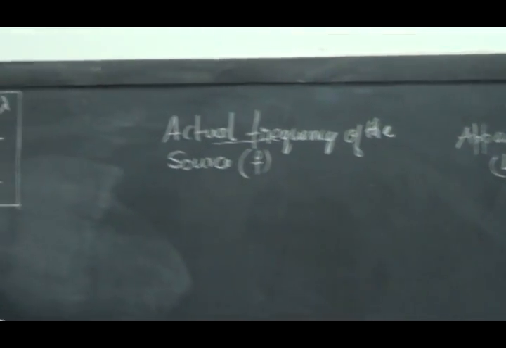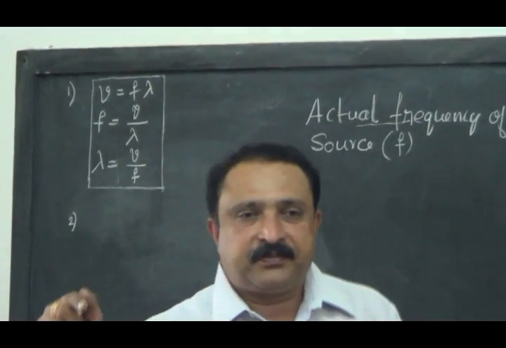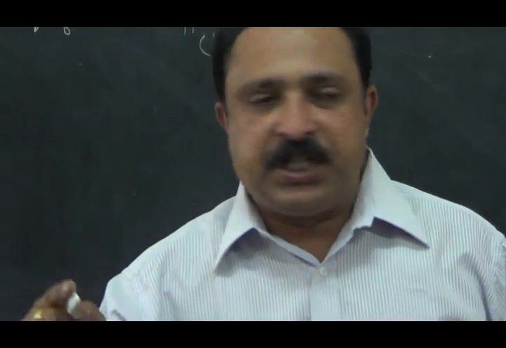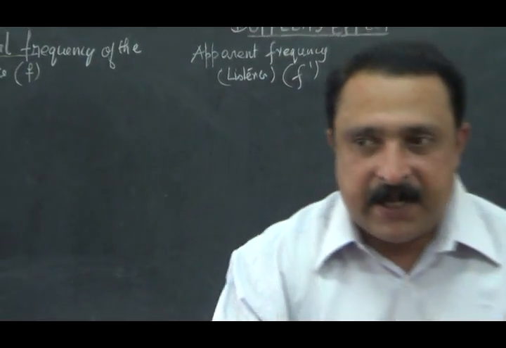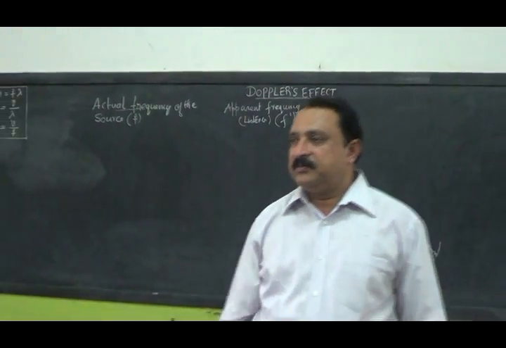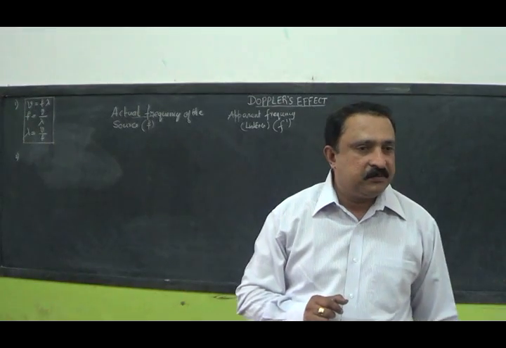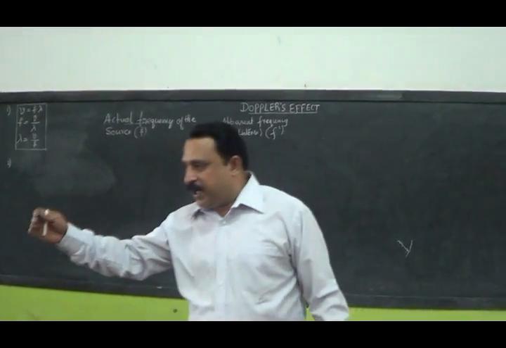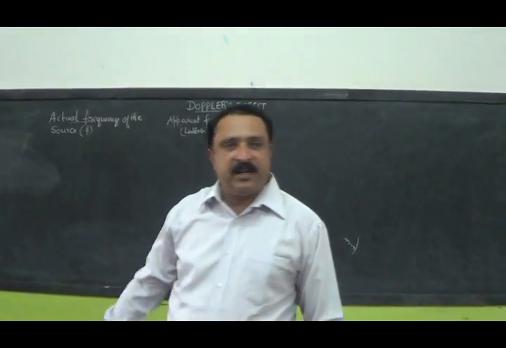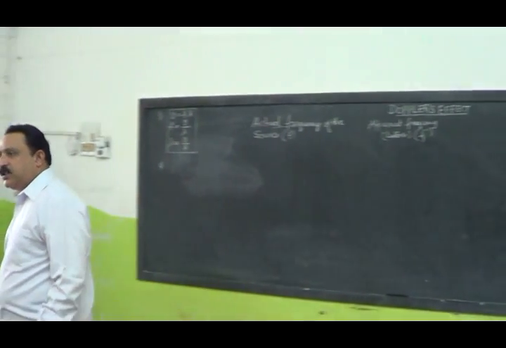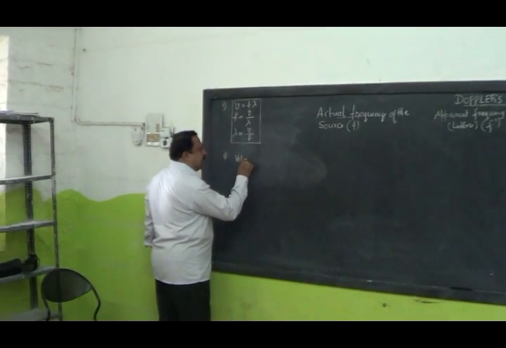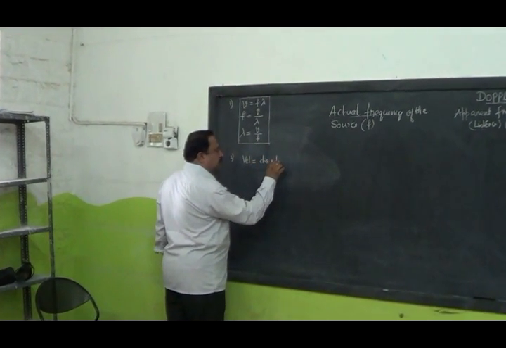Now, second basic. Now listen to me. A particle moves at a velocity of 3 meters per second, and it covers a distance of 3 meters. So what is the time it has taken? 1 second. So what is the time it takes to cover this 3 meters? 1 second. So here we know that velocity is distance by time.